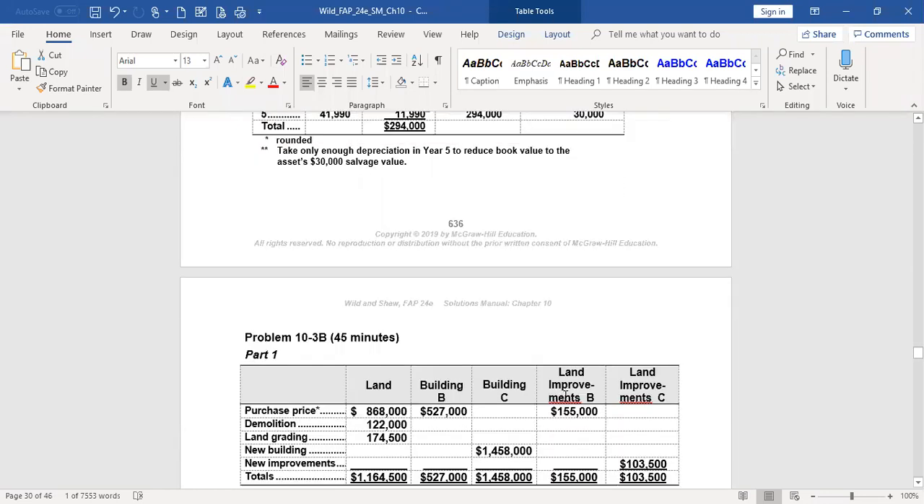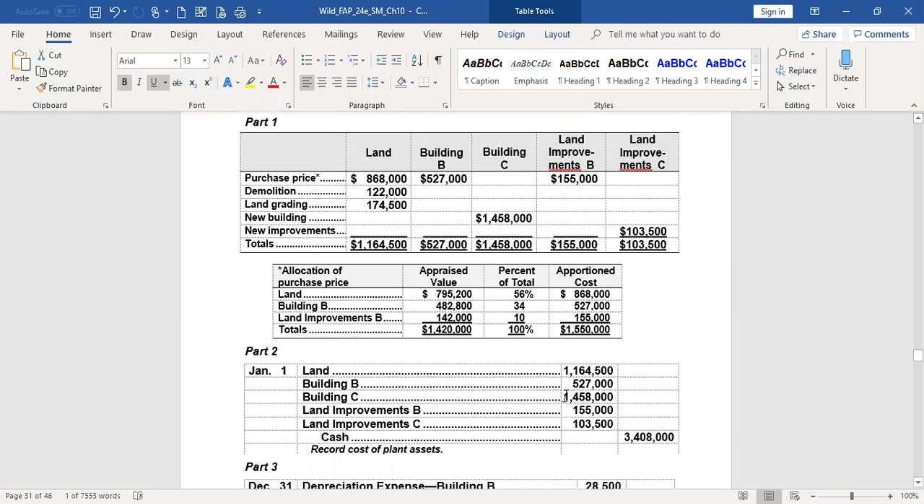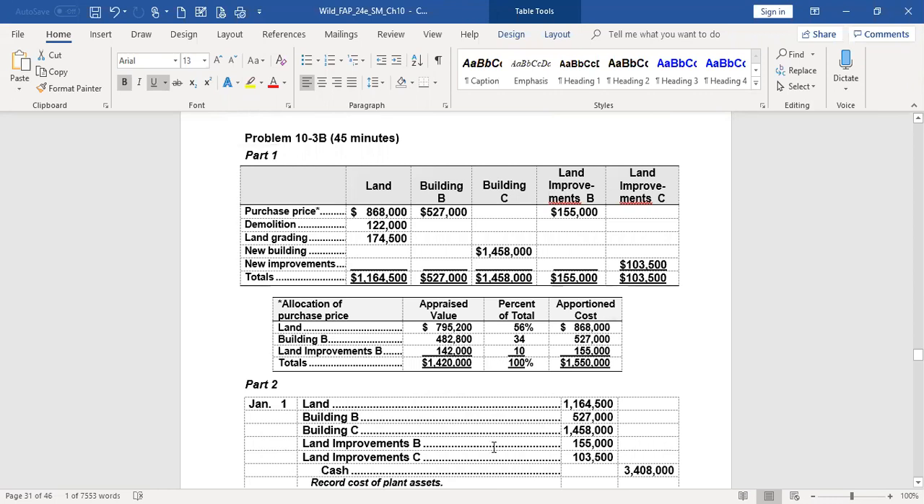All right, so let's go to 10.3b. Pretty straightforward kind of problem. But now they're going to test us on, hey, do you know how to do this stuff you talked about with figuring out the cost of an asset? So on January 1, ProTech Company pays a lump sum amount. Ooh, there it is. $1,550,000. What they buy? Land, building A, building B, and land improvements B.